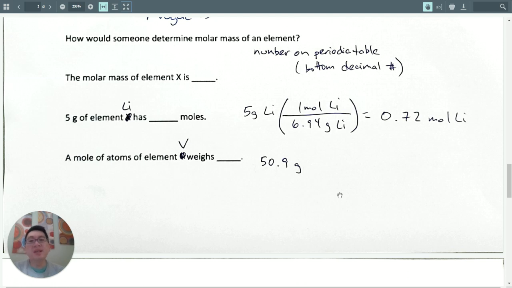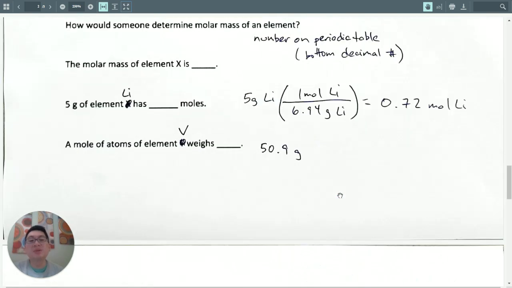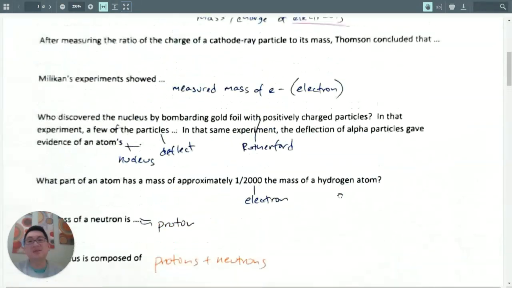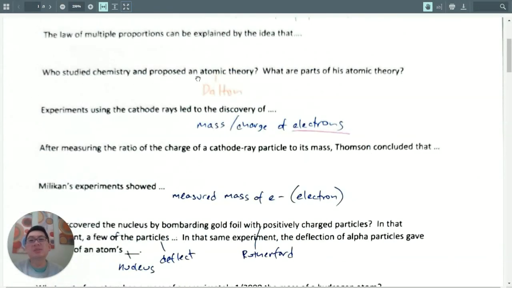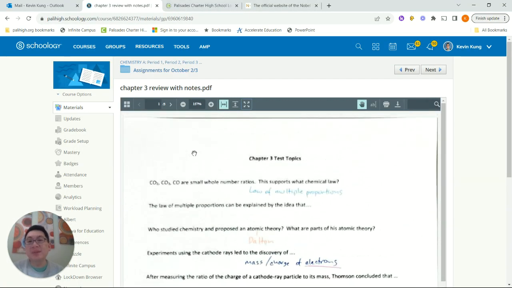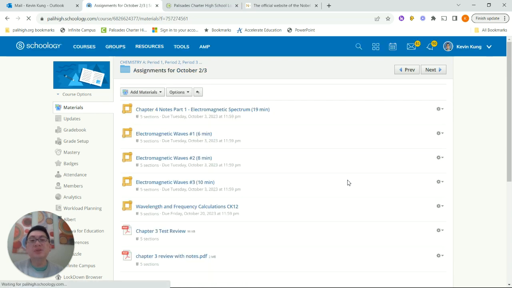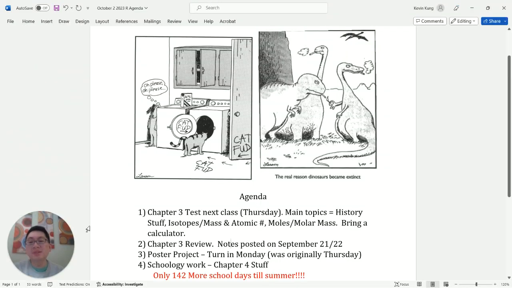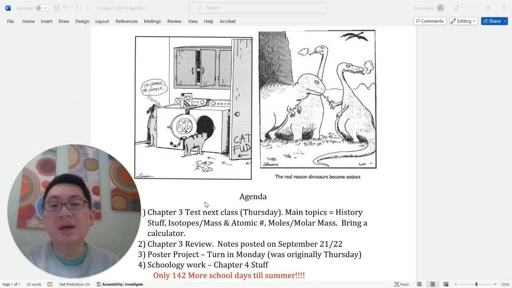So if you want to see what I wrote in my other classes, this is what I wrote in my other classes. This is what I would have done today in class if I were feeling well. So who studied chemistry and proposed the atomic theory? Dalton. So either way, again, those two things are in today's folder: chapter 3 test review and chapter 3 test review with the notes. And so those things are online. The notes I posted in the September 21st, 22nd folder.